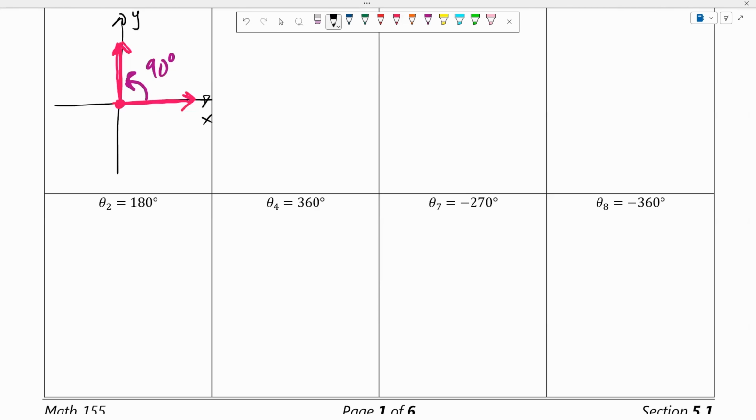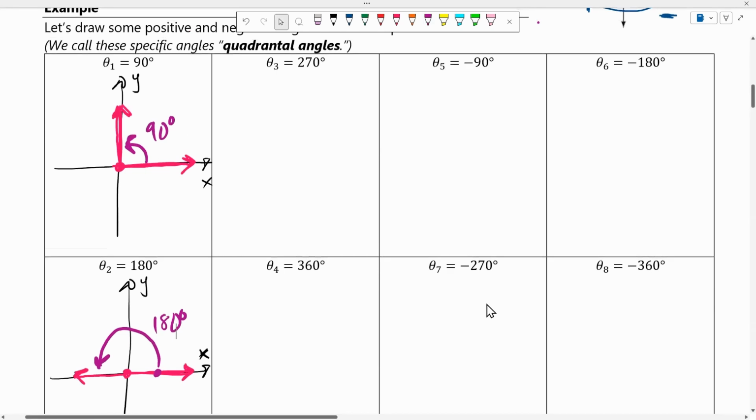So I'm going to still slap down my X and Y. X-axis, Y-axis, right? Okay. My initial side is still going to be here, right? But now I want to do 180 degrees, right? That is equivalent to going all the way this way. Bam. So what I did is this. I started here, right? And I went all the way around this way. This would be 180 degrees. Okay. Next one.